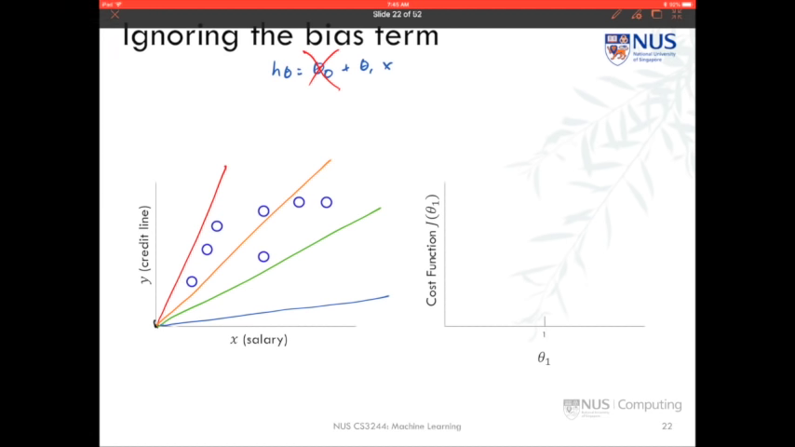Each of these lines will have a different cost. We can see that the orange line gets the best cost because it's closest and has the least amount of error. This looks like it has a slope of 1.